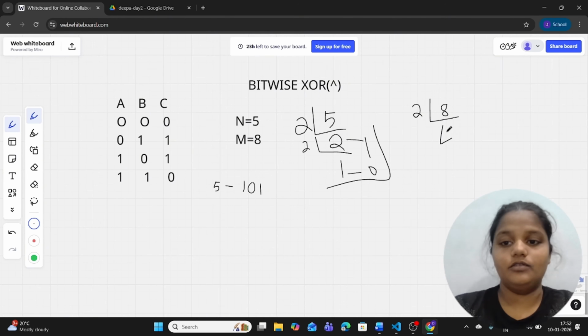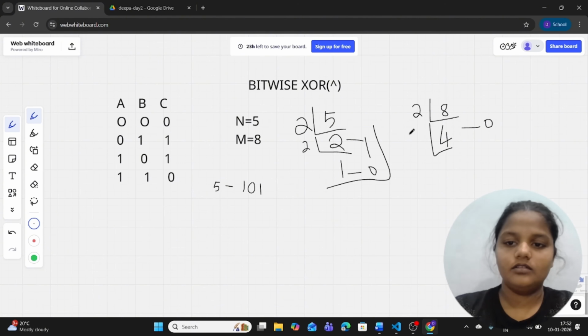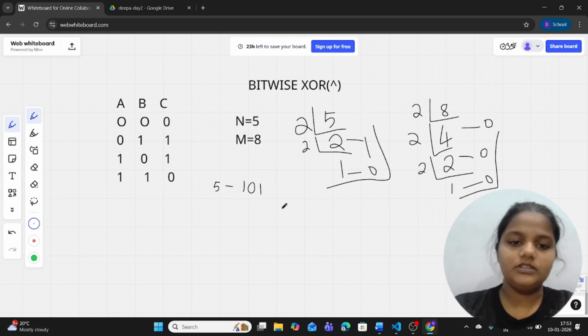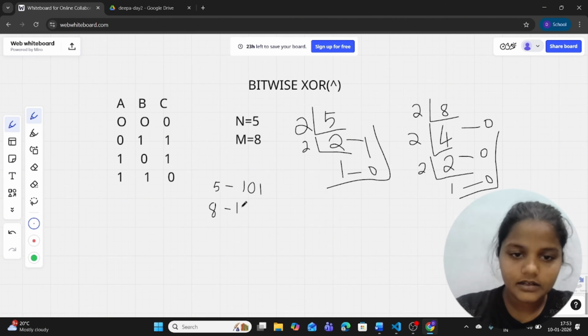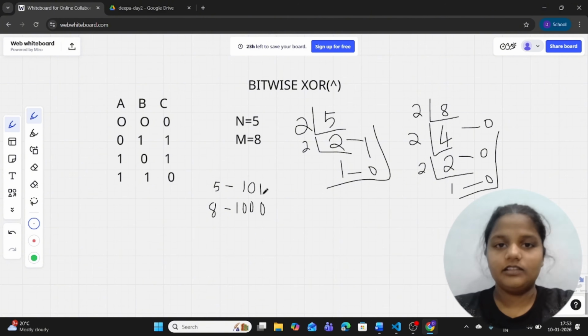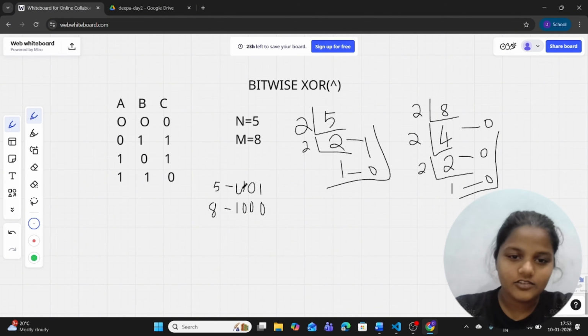Now for 8, 2 4s are 8. Remainder is 0. Then 2 2s are 4. The remainder is 0. Then again we want to divide it. 2 1s are 2. The remainder is 0. We want to look from down to upwards. Then for 8, we will get 1 0 0 0. Here we have 4 digits, here we have 3 digits. Don't worry, just add 0 before it.